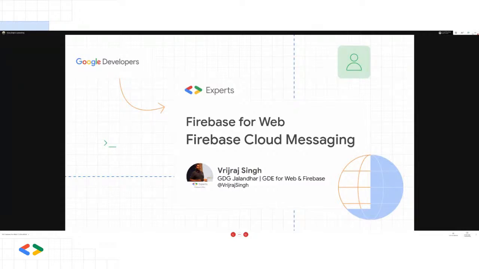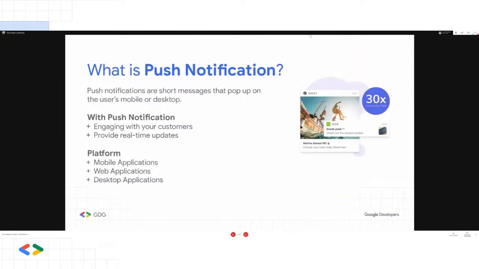So we'll start. What is a push notification? As I told you, it's a sort of message that you can send to a mobile or desktop user, and it will be a pop-up kind of message. With the help of push notifications, you can engage your customers. You can send updates, regular discounts and many more things. You can also provide real-time updates with the help of Firebase Cloud push notifications.